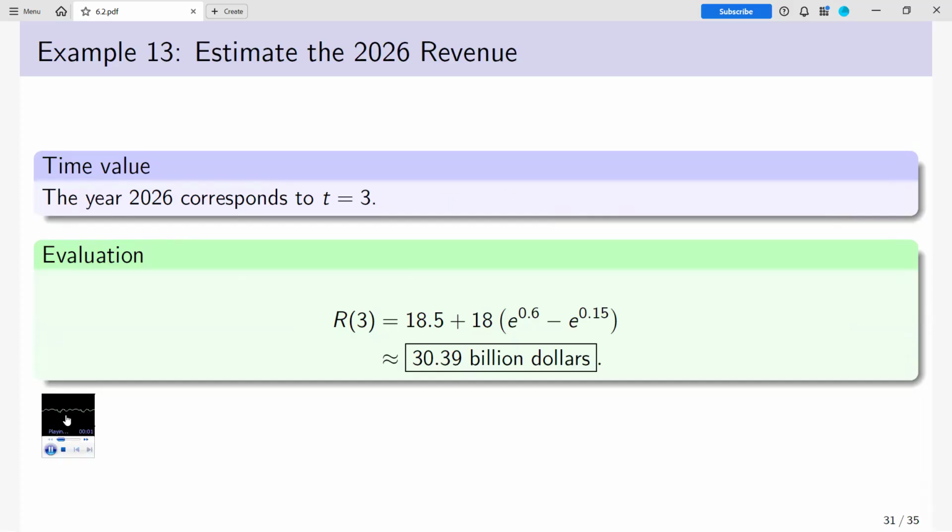Three years after the beginning of 2023 corresponds to t equals 3. Evaluating the model predicts about $30.39 billion in annual revenue. Apparently, the constant of integration also clicked Accept all cookies.